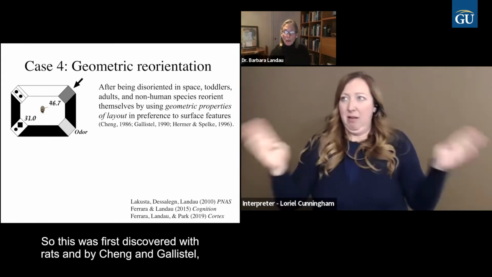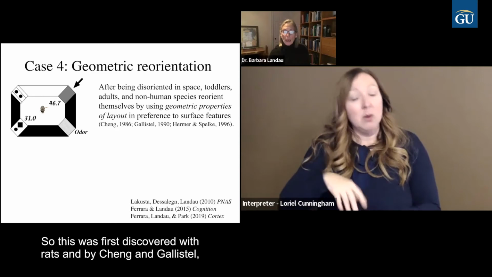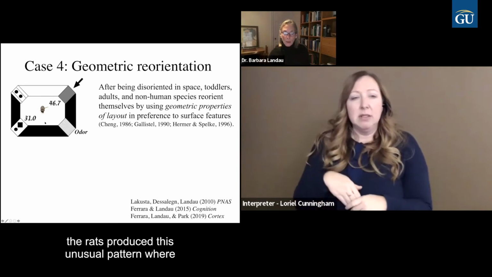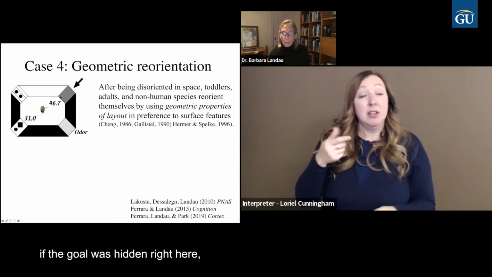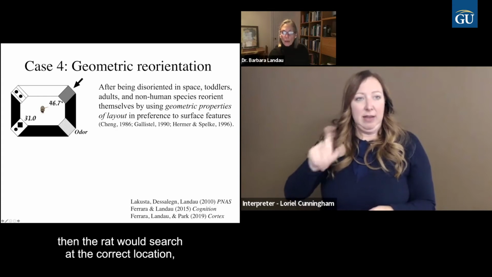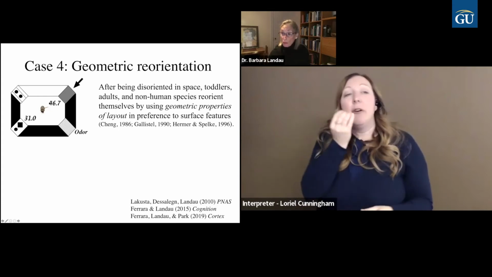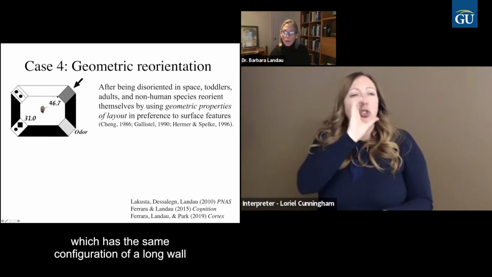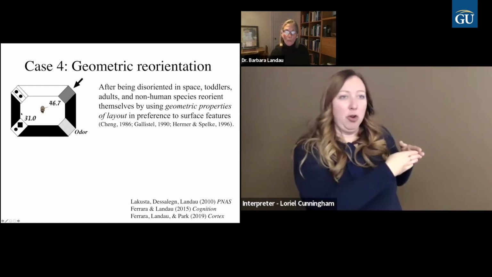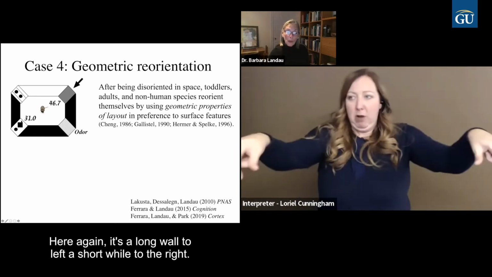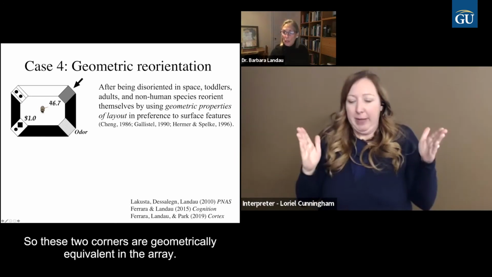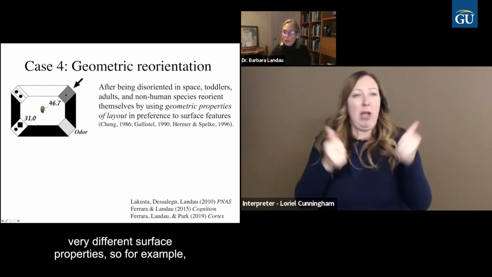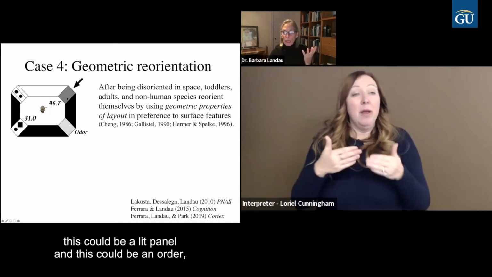So this was first discovered with rats by Cheng and Gallistel. And they found that the rats produced this unusual pattern where if the goal was hidden right here, then the rat would search at the correct location, but also at the geometrically equivalent location, which has the same configuration of a long wall to the left, a short wall to the right. Here again, it's a long wall to the left, a short wall to the right. So these 2 corners are geometrically equivalent in the array, even though they have very different surface properties.